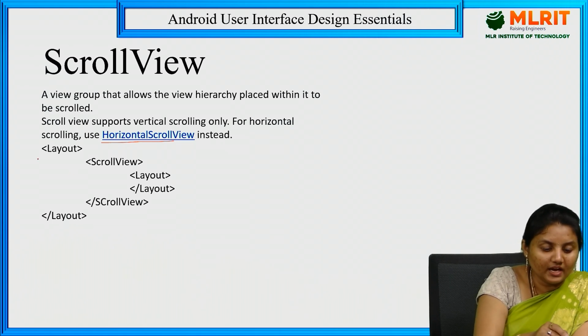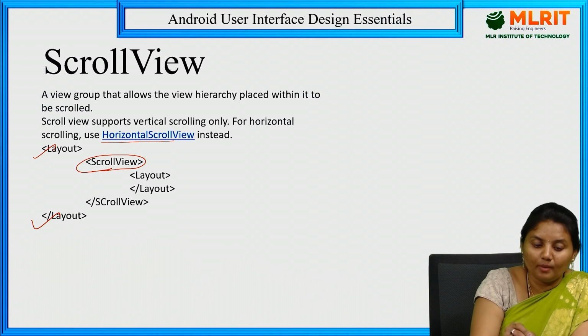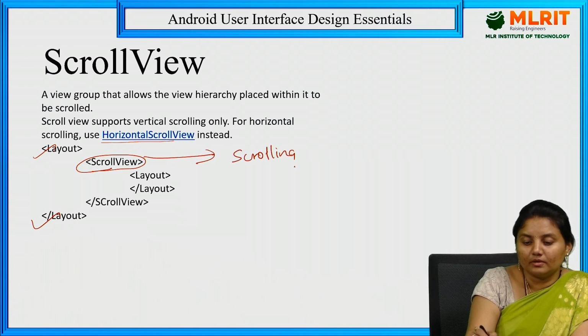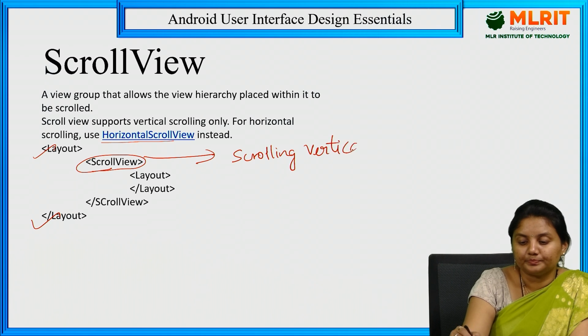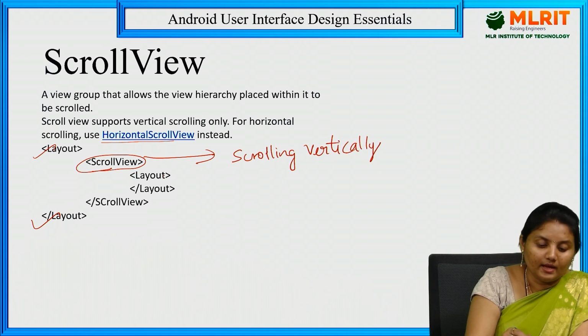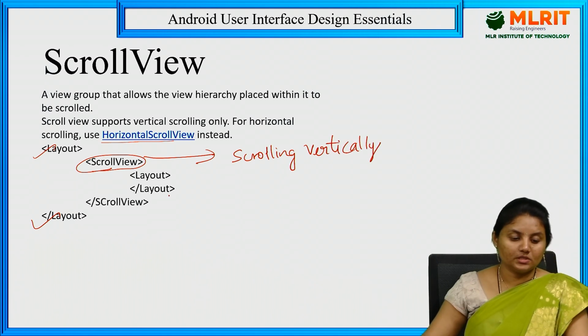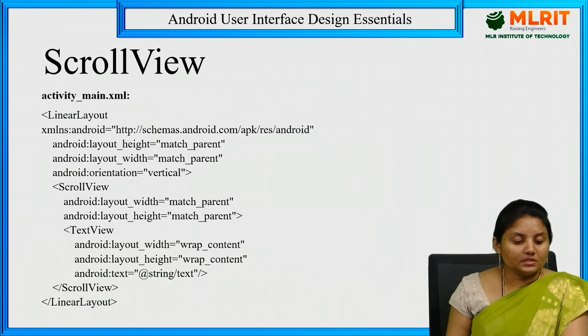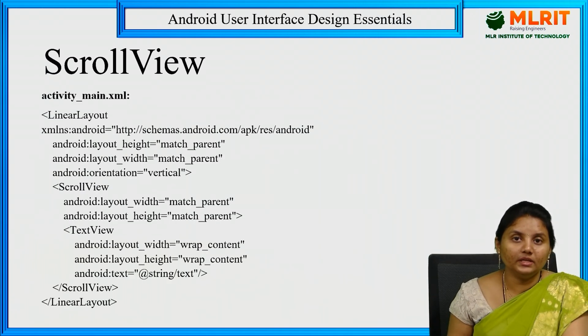Now, here we have a layout. Within the layout, you are using scroll view, which is a component used for scrolling vertically. Okay, and within the layout, whatever you want to customize, you can customize. Clear? Now, this is the sample code that we include: a scroll view and also a list view.